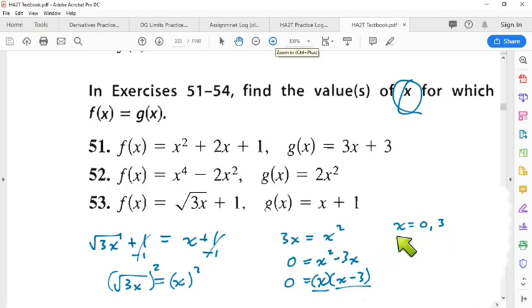If I plug 0 into x right here, does it work? That would be 3 times 0, which is 0, and the square root of 0 is 0, so this is just 1. 0 plus 1 is 1, so 0 works, yay! Let's try 3. If I plug in 3 right here, that would be 3 plus 1, which is 4, and then if I plug in 3 right here, that would be 3 times 3, which is 9. The square root of 9 is 3, and 3 plus 1 is also 4. Hey, they both work, yay!